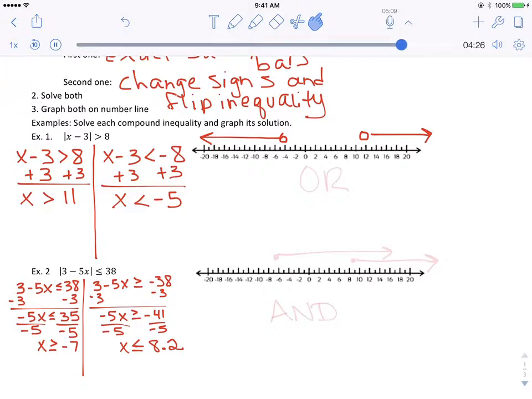So since they have the equal sign, we're going to use the closed dot at negative 7. X is greater than or equal to negative 7, so we're going to the right. On the second one, x is less than or equal to 8.2, so we're going the opposite direction. So again, this is an and statement because they are overlapping. On our first one, this would be an or statement because the two paths do not cross.